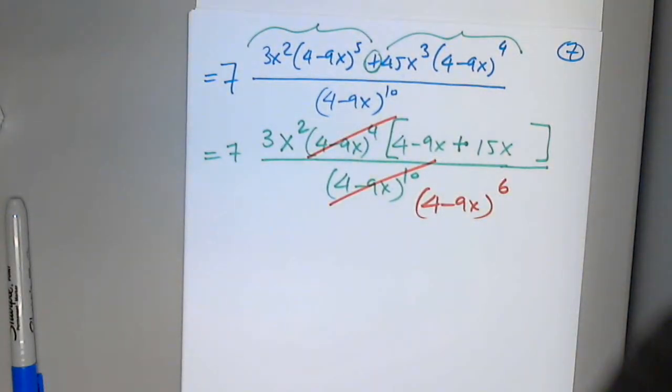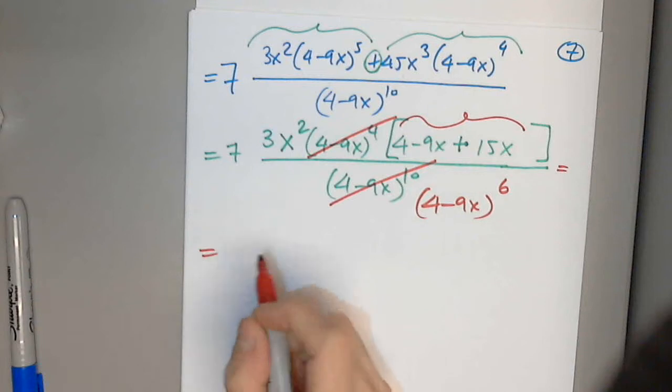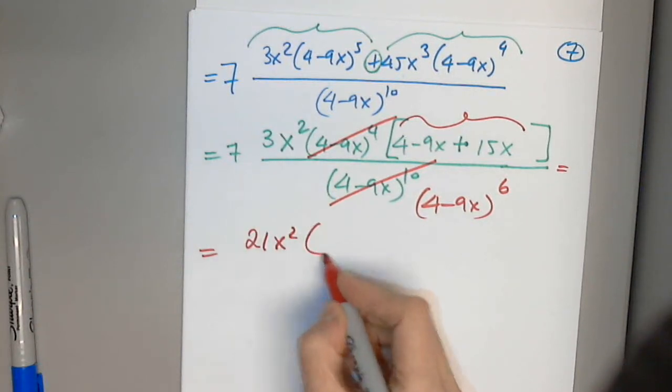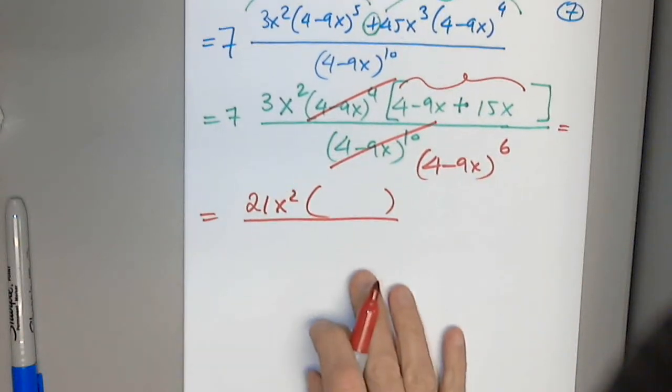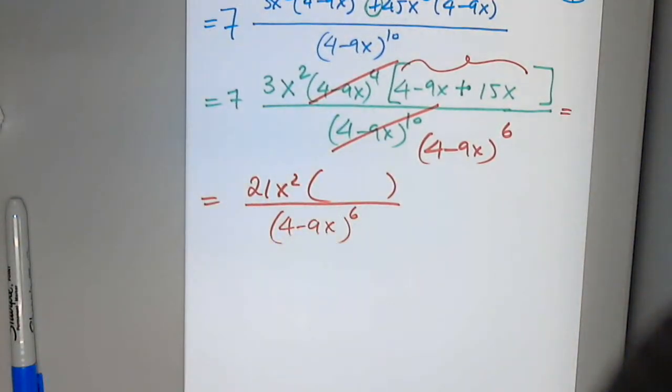Which I could have not done before. Now this is a factor. That's why I can simplify with another factor from the denominator. I had 10 of those, but I'm removing 4. So I'm left with 6. I also have to combine like terms inside brackets. And now I can multiply. So 21x squared, and can anyone give us what is left over? And then denominator to the 6th power, and it's done.